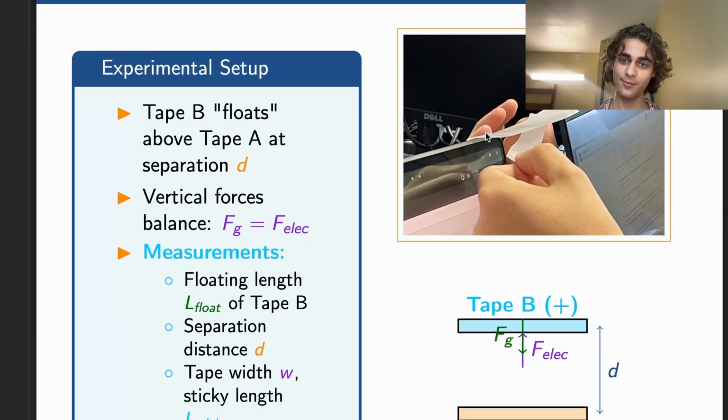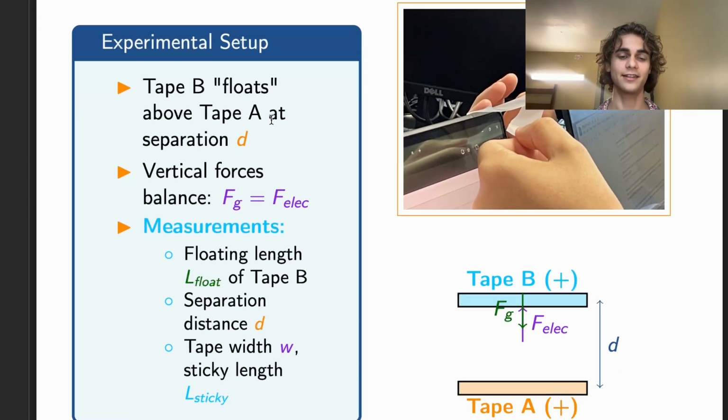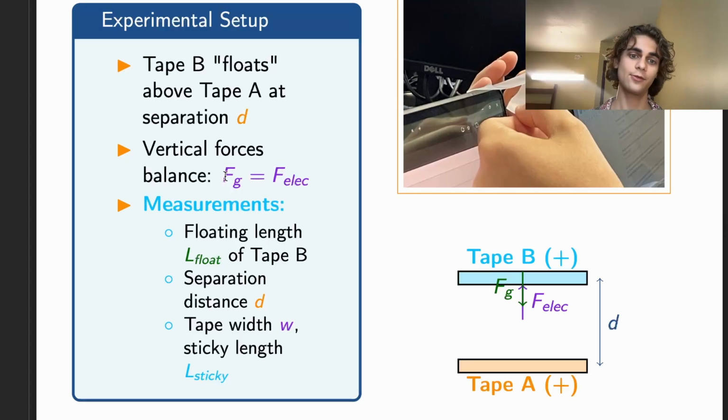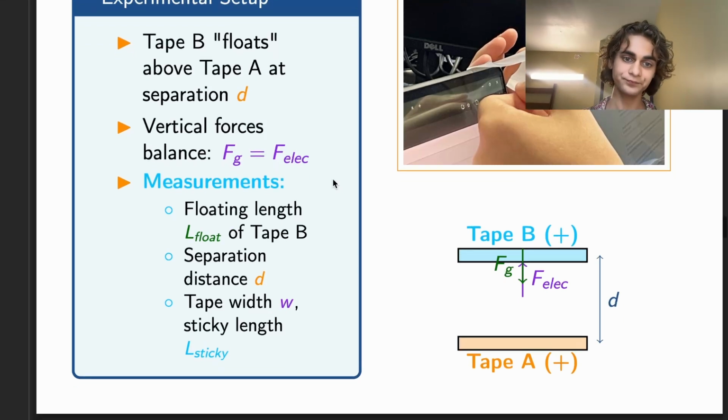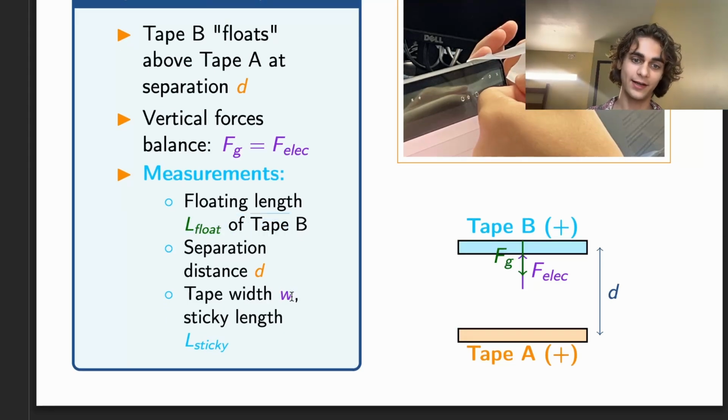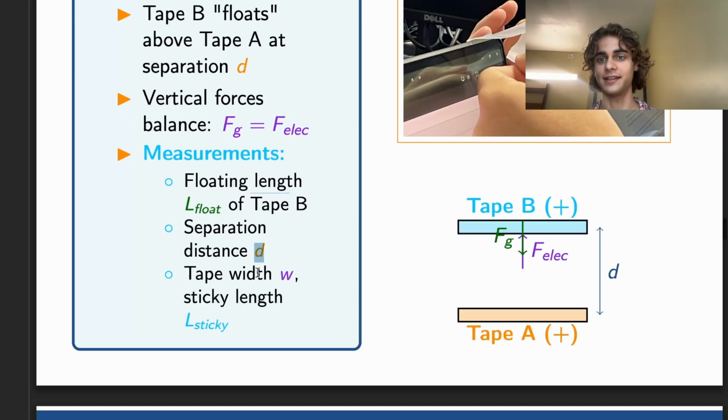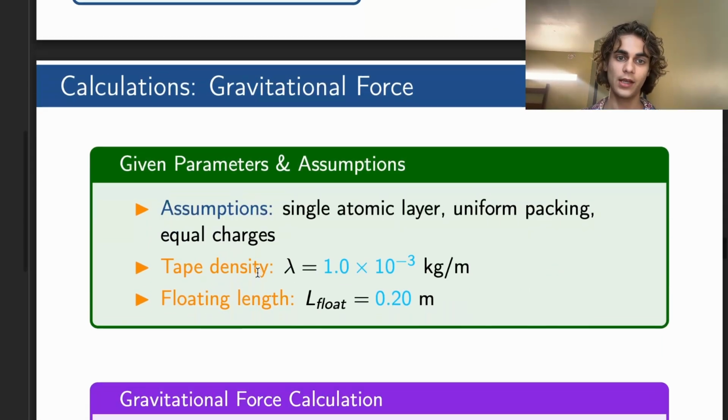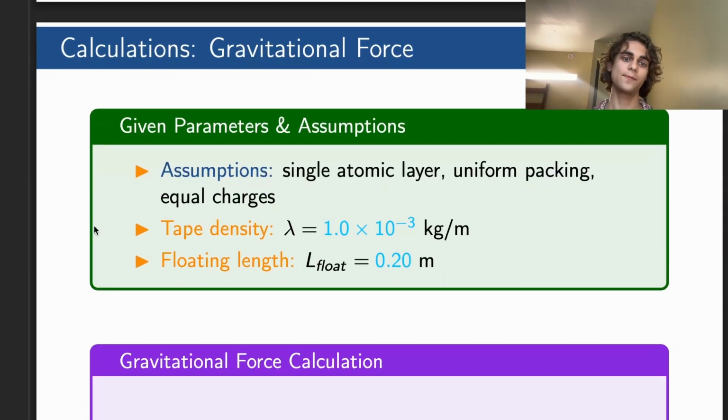This is the experimental setup. We have one tape floating against another at a separation distance d. We have this initial condition in equation form. The force of gravity equals the force of the electric charge. And then we have a couple measurements that we're making here about the floating tape itself, the system, which is tape B. There's the length of it, the width of it, and then the distance between tape A and tape B. We can use these to do some calculations.